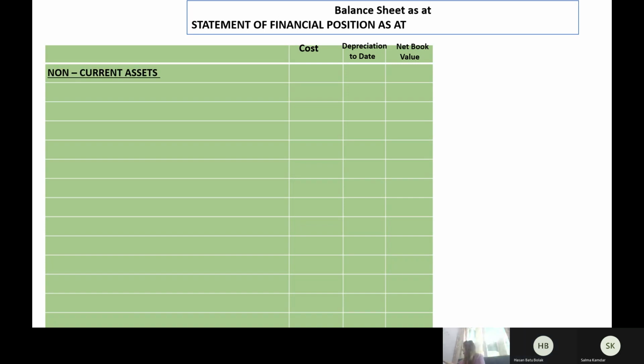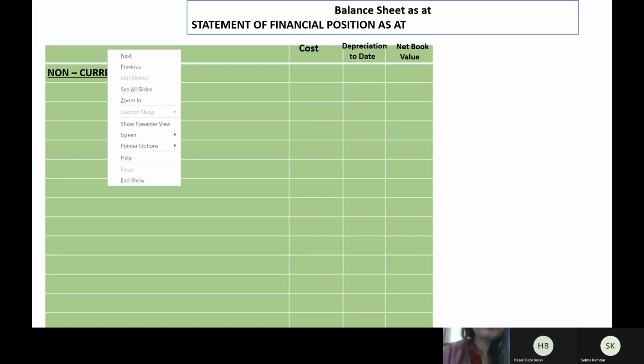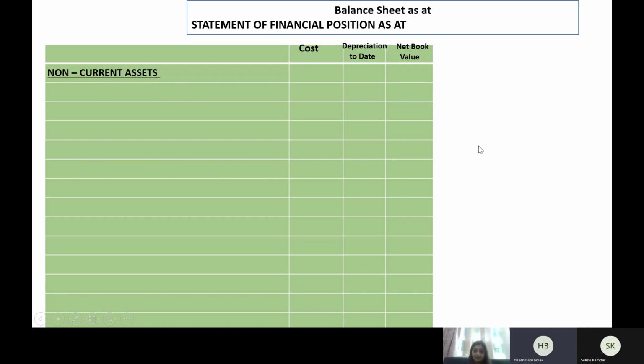First, you will have your non-current assets. Do you know the names of the non-current assets? Plant and machinery, goodwill, loose tools, vehicles, equipment, and premises. Okay, lovely. So a few non-current assets will be written over here.